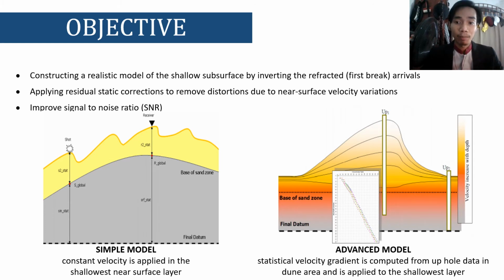As you can see at the bottom, there are two different types of realistic model that we can use. On the left side is the simple model, which applies a constant velocity in the shallowest near surface layer, while on the right side, the advanced realistic model applies a statistical velocity gradient computed from the data in the dune area and applied to the shallowest layer.